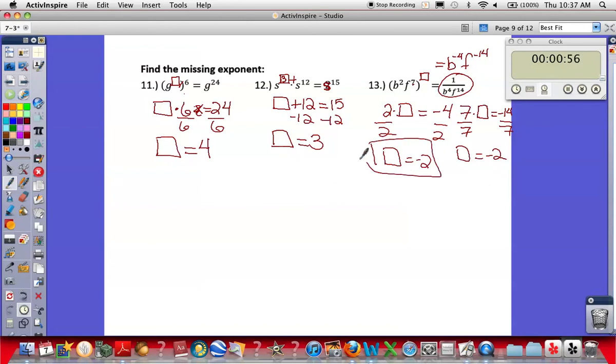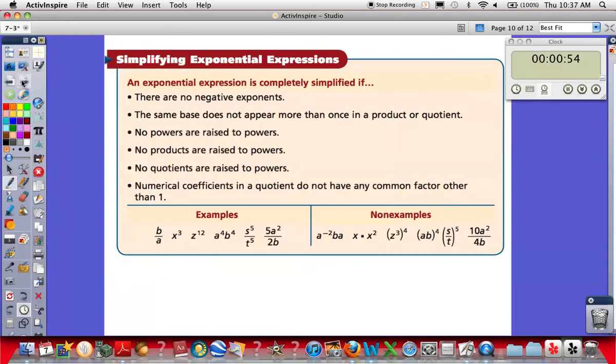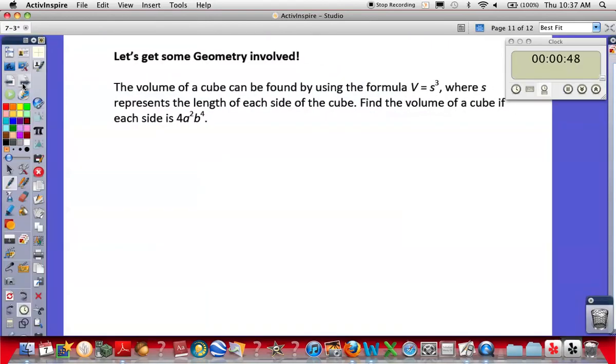Right below there, I have a couple of simplifying rules. Make sure that you read through this and you have to have all these things when you're simplifying. The last thing that we're going to do is get some geometry involved. Get ready for next year.